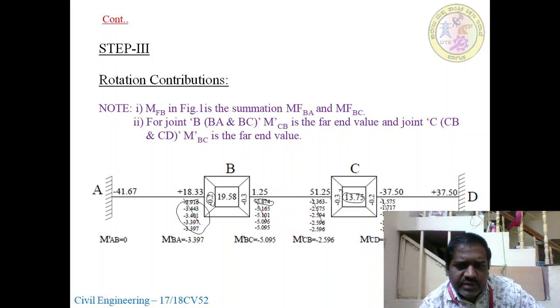This plus this multiplied by 0.2, you will get this value. So the first iteration will be clear. In the second iteration, you have to add the MFB plus far end moment into the distribution rotational factor. So you will get 3.443. The same value multiplied by 3, you will get 5.165. Next, 5.165 plus this multiplied by 0.3, you will get this value as per the procedure.